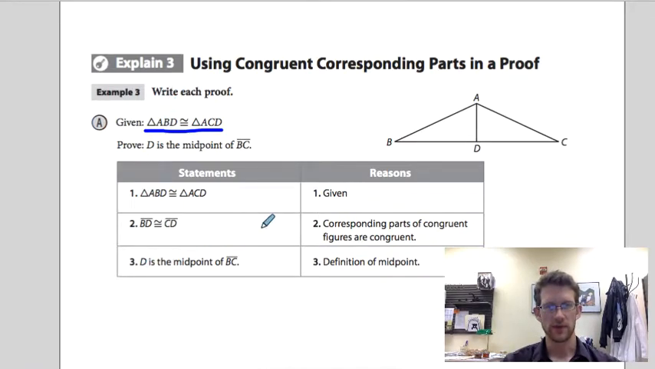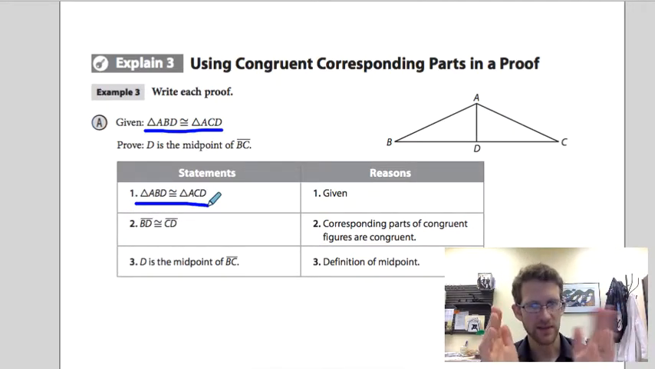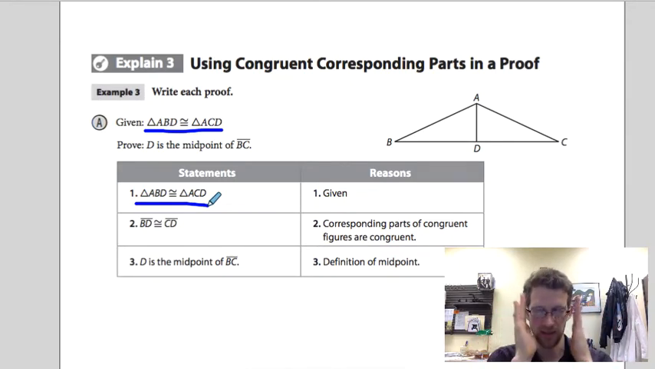So whenever we have one of these proofs, we can always write down the givens here. I will make tests where these are blank, and I will have students who fail to write down the givens, and it's just the easiest points ever. All you do is take the givens, write them down in this upper left-hand cell right here. And your reason for that in the upper right-hand cell is merely given, or givens, or provided, or something like that, just given.